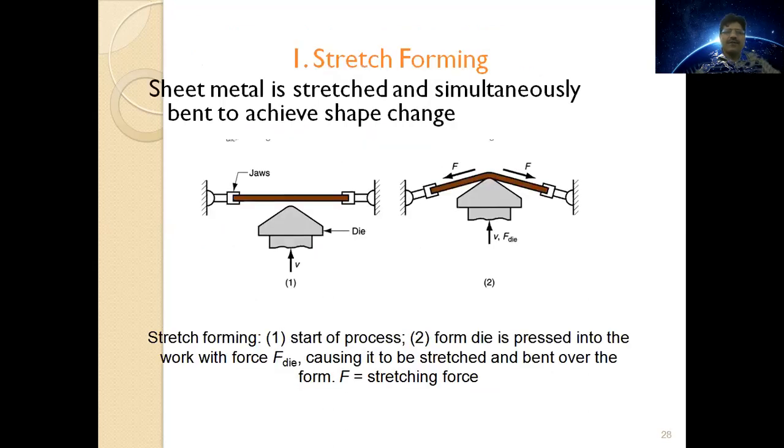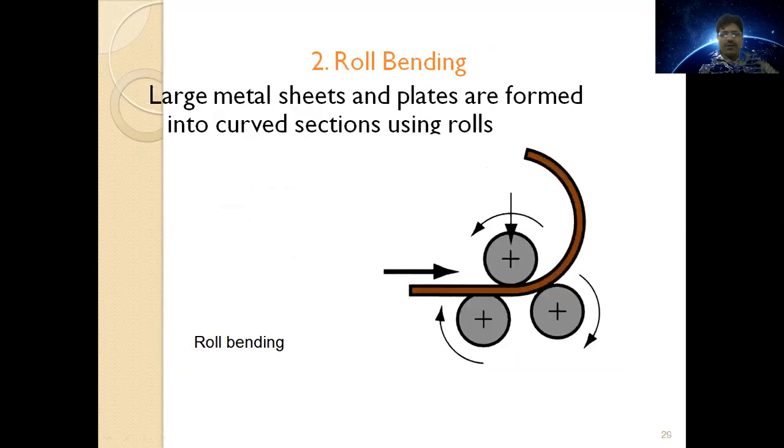This is stitch forming, a very important process. In stitch forming, the sheet is clamped from both sides, and a die comes rotating and sinks into the sheet, thus giving a shape that is the exterior of the die. So this way it hits the sheet metal while the sheet is clamped from both sides, so it takes the place of the punch. Okay.